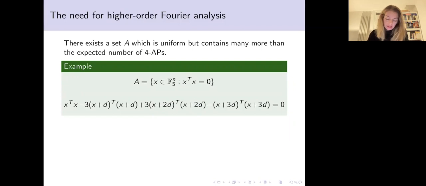So in particular, if I know that the first 3 terms of my arithmetic progression lie in the set A, then I know that x transpose x is equal to 0. I know that (x plus d) transpose (x plus d) is equal to 0. And I know that (x plus 2d) transpose (x plus 2d) is equal to 0. And by this identity, this implies that the final point of my arithmetic progression, x plus 3d, automatically lies in the set A, so with probability 1, conditioned on the fact that the first 3 terms lie in A. And this tells us that basically A does not behave like a random set when it comes to counting 4-term arithmetic progressions.